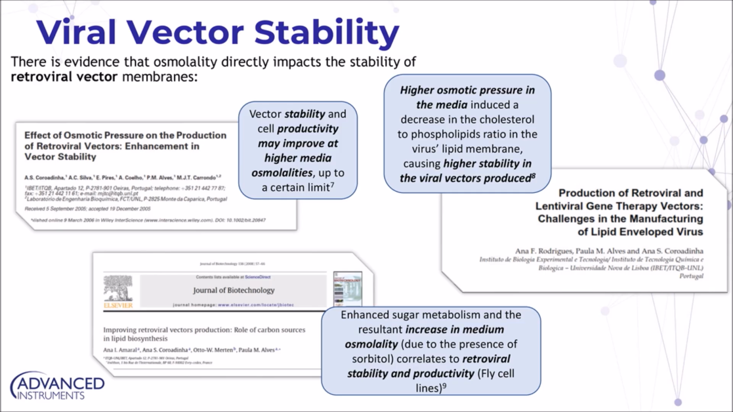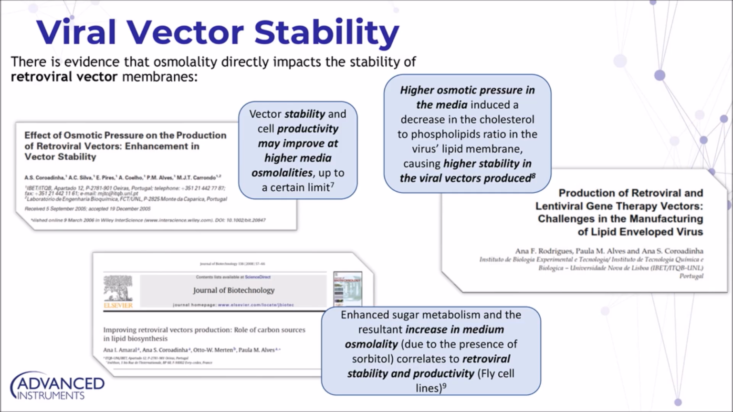So a relationship was established between higher media osmolalities. You'll notice that trend. We keep seeing that if you go above that typical 290 milliosmoles, you may start to see some positive effects when it comes to yield and productivity. Same story here. So they linked vector stability and productivity at higher levels to higher osmolalities. The question is, why? What's going on internally that would allow this, or what's going on within the vector membrane to create this trend?